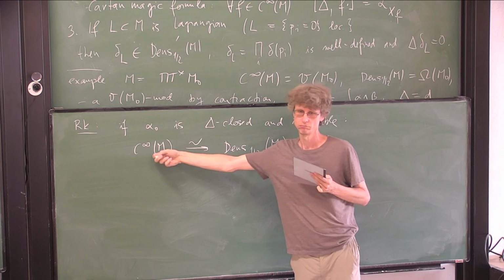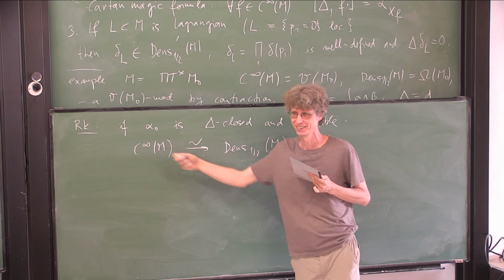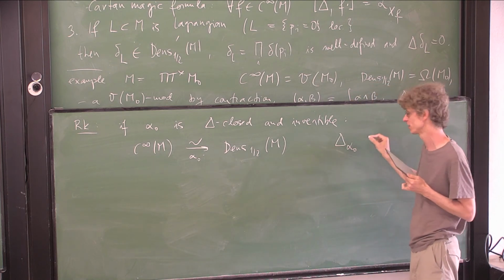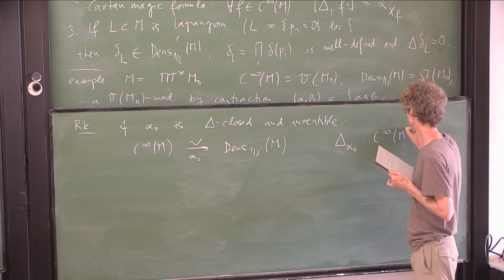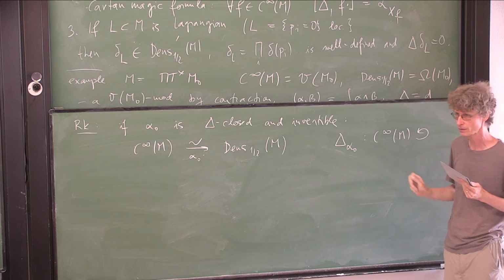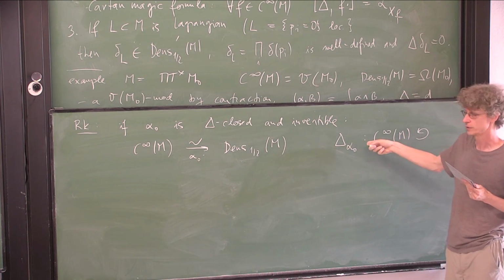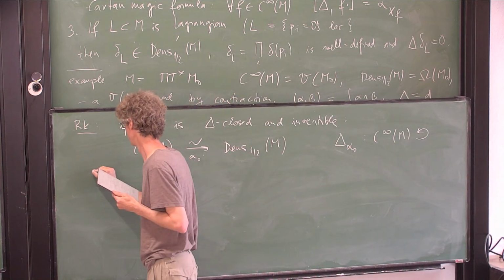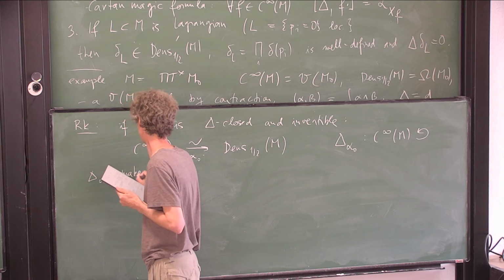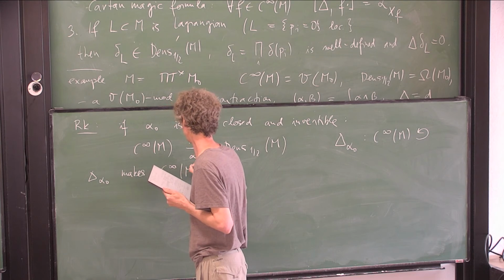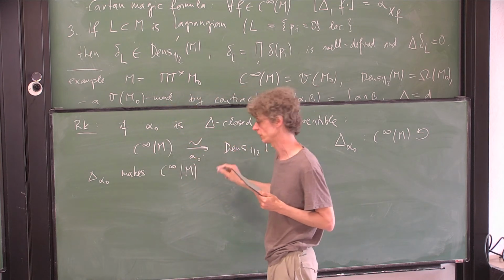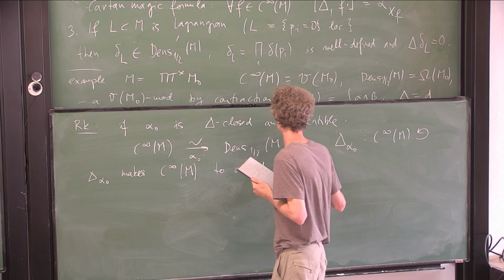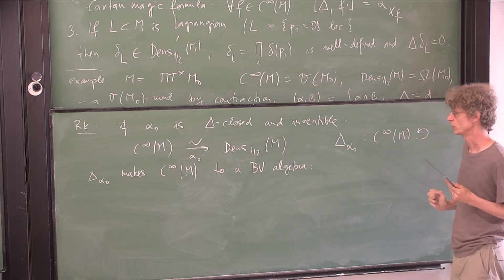And so then we get some kind of delta, let's call it delta alpha 0, acting on functions. And now the properties of this guy: delta alpha 0 makes the algebra of functions C infinity of M into what is called a Batalin-Vilkovisky algebra, BV algebra. But what does it mean?